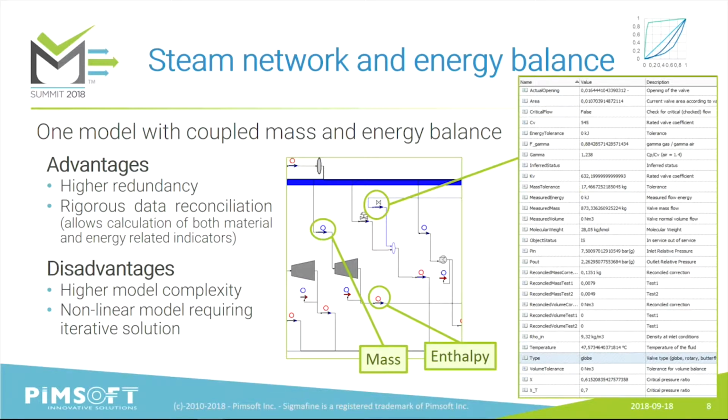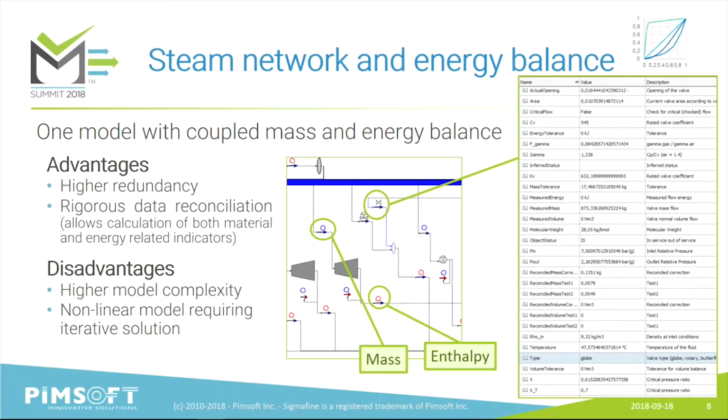Since we are talking about steam, to calculate the enthalpy of steam, we have to apply steam tables provided by Sigmafine in the background. And we're also able to see on the right-hand side of this slide details of a valve calculation. So starting from the opening of a valve indicated either manually or from a PI tag maybe, we can estimate the flow rate that passes through our system.